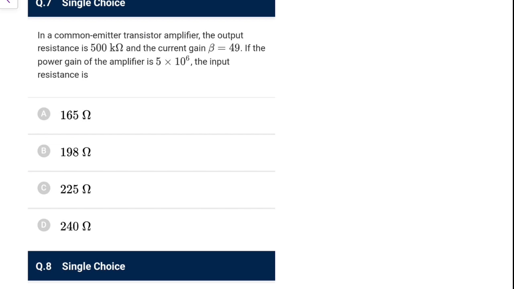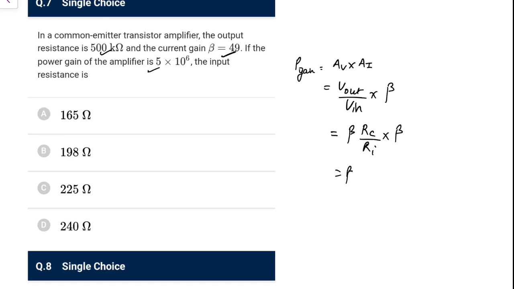In a common emitter transistor amplifier, the output resistance, you usually call it RC or RL, is 500 kilo ohms. Current gain is 49. If the power gain is this, what is the input resistance? The power gain basically is voltage gain into current gain. So you write it as V out over V in into AI. AI is beta. So V out by V in, AV, you would usually write as beta RC by RB, or R input, whatever you write, into beta. So it is beta square RC by RI, that you directly remember, I suppose.